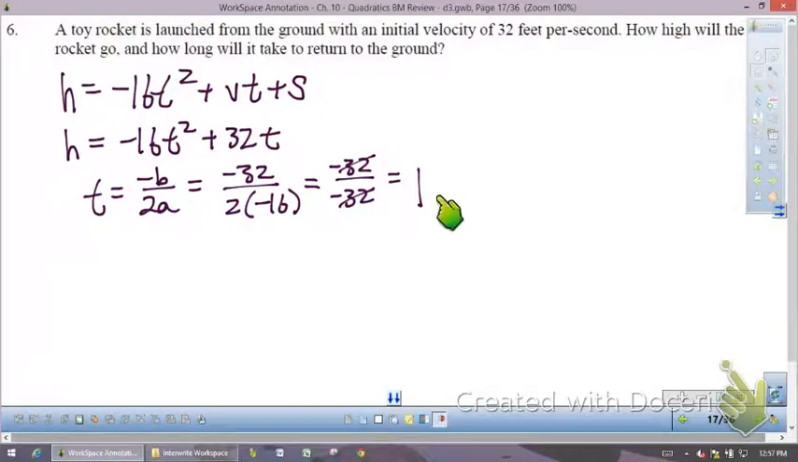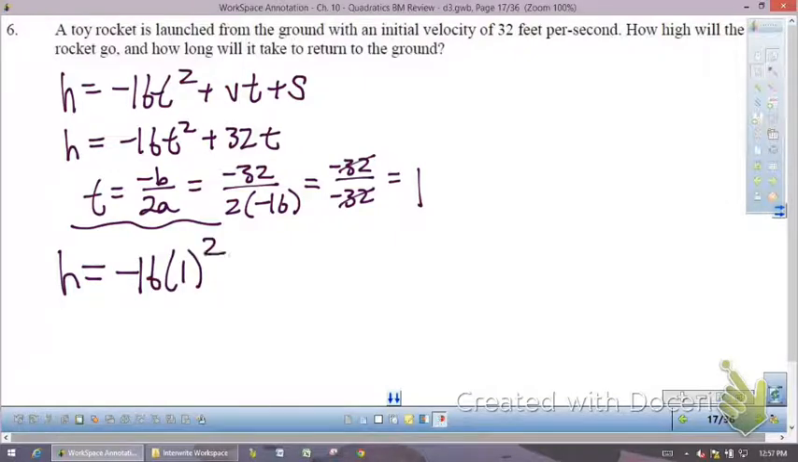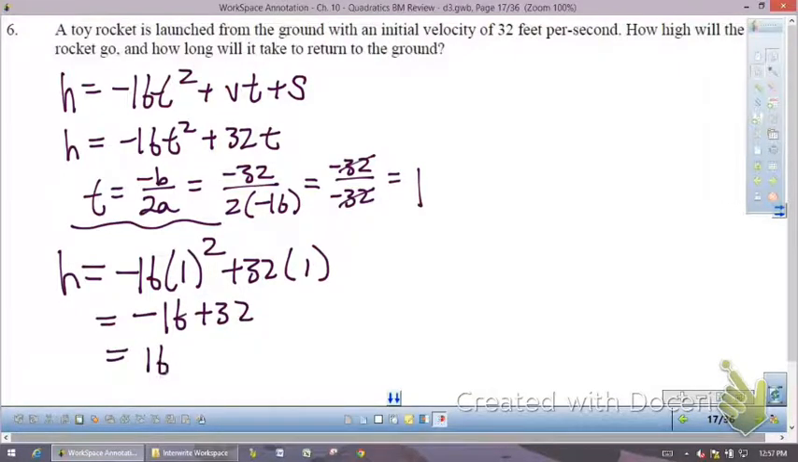All you have to do now is plug this back into this function that you found. So the maximum height is found by plugging in 1 second. So you put in 1 squared in the place of t. And we continue here. Plus 32 times 1. Of course, 1 squared is 1. 1 times negative 16 is? Negative 16. Negative 16 plus 32, which equals? 16. So the maximum height is 16 feet. That's the first part of it.